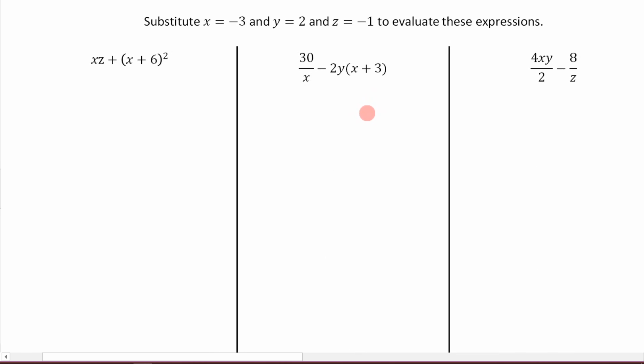All right, here, substitute in x equals negative 3, y equals 2, and z equals negative 3 to evaluate the following. So here we have it right here. Let's give it a go.